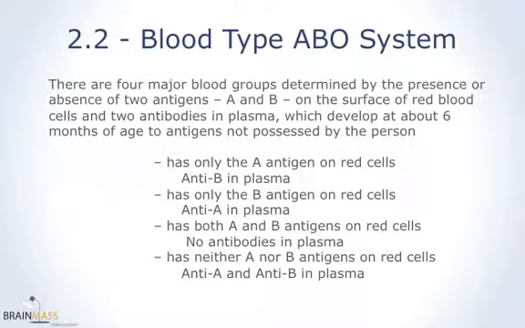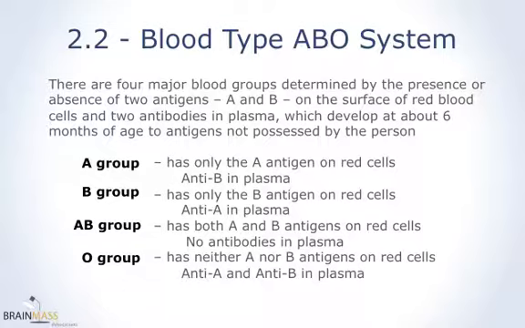Therefore, if you have a person who is an A individual, they are going to have B antibodies in their plasma. If we look below here, we can see that group A has only the A antigen on red blood cells, but it has anti-B in the plasma. Group B has the B antigen on the red blood cells and anti-A in plasma. Group AB has both A and B antigens on the red blood cells and no antibodies in the plasma. And group O has neither antigen on the red blood cells, but it has both anti-B and anti-A antibodies.